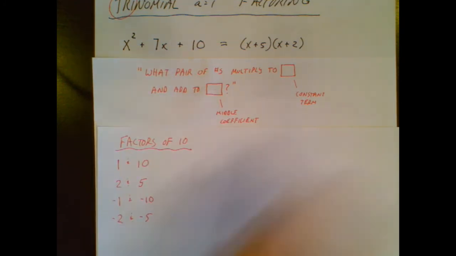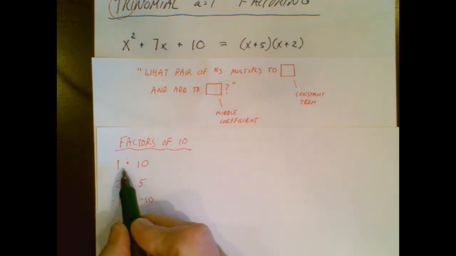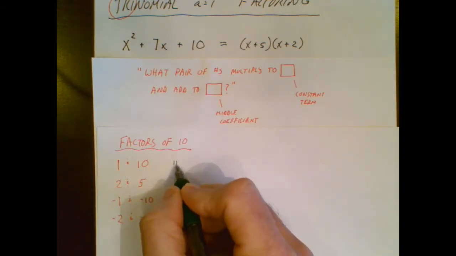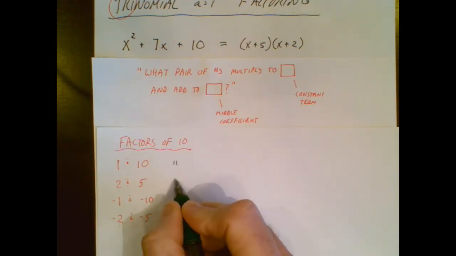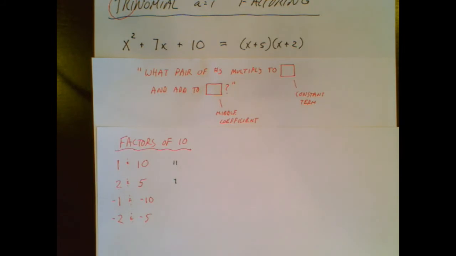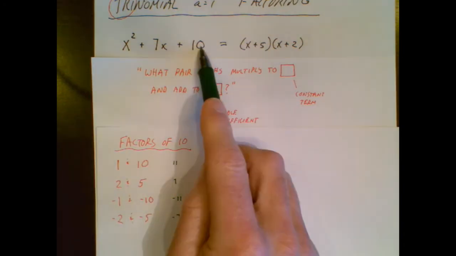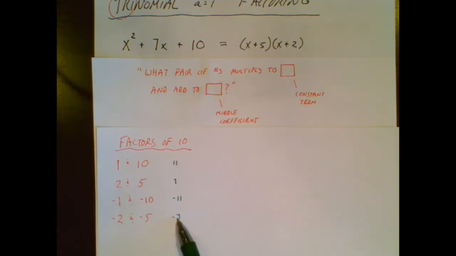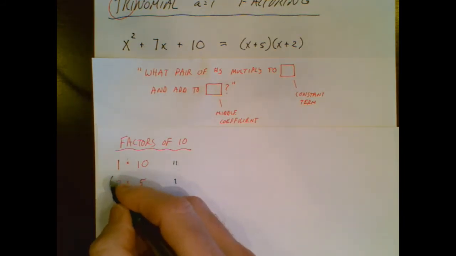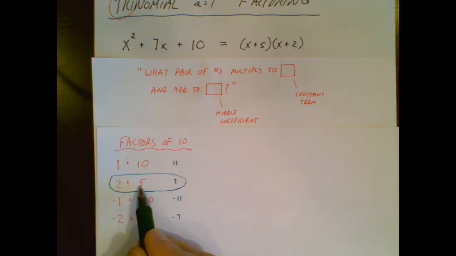So what I might do in a case like this is literally just add them. 1 plus 10 is 11. 2 plus 5 is 7. Ding, ding, ding. But I'm going to keep on. -1 plus -10 is -11. -2 plus -5 is -7. So here's a list of all things that multiply to 10 and what they add up to. This was my winner right here. A +2 and a +5.